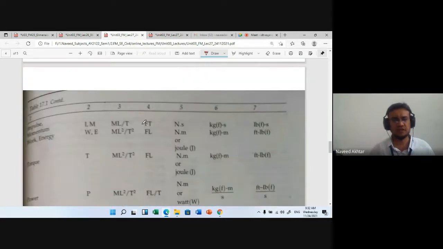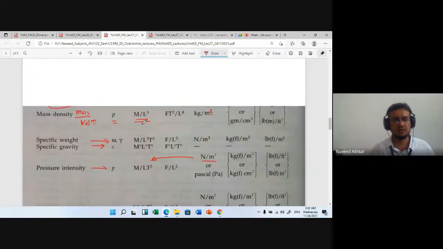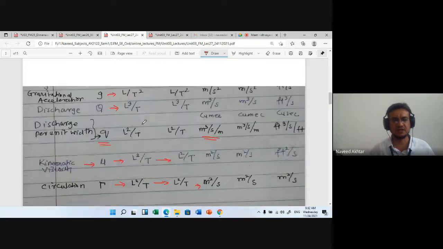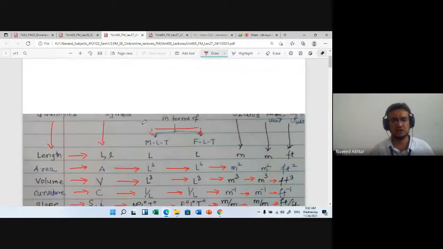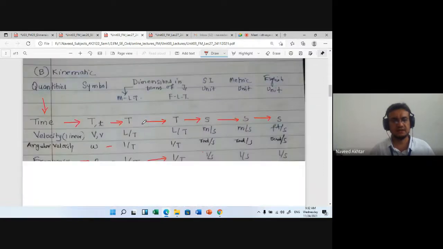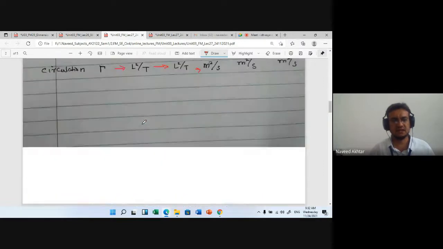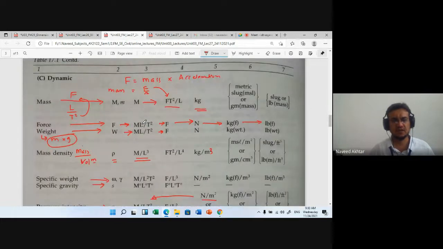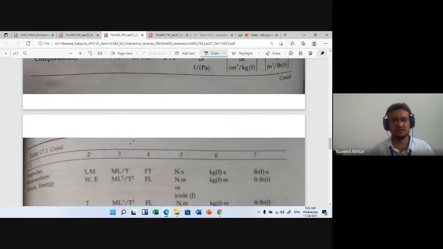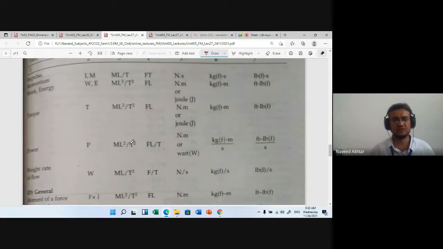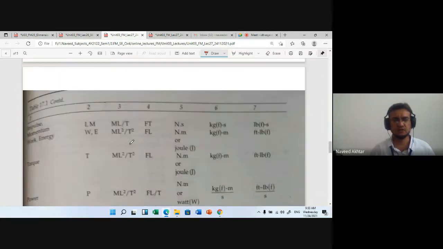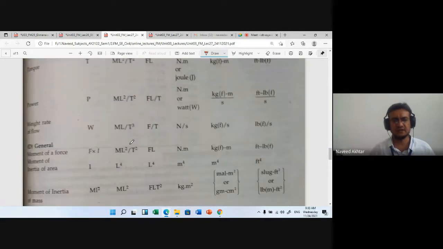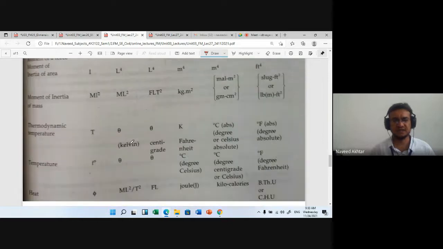So these are some of the dimensional similarities we have discussed today till now. That is geometrical, kinematic, and dynamic. You will find all these similarities in different books also. You can understand how to find out the dimension and units, as per the metric, as per the foot per second, and as per the SI units.